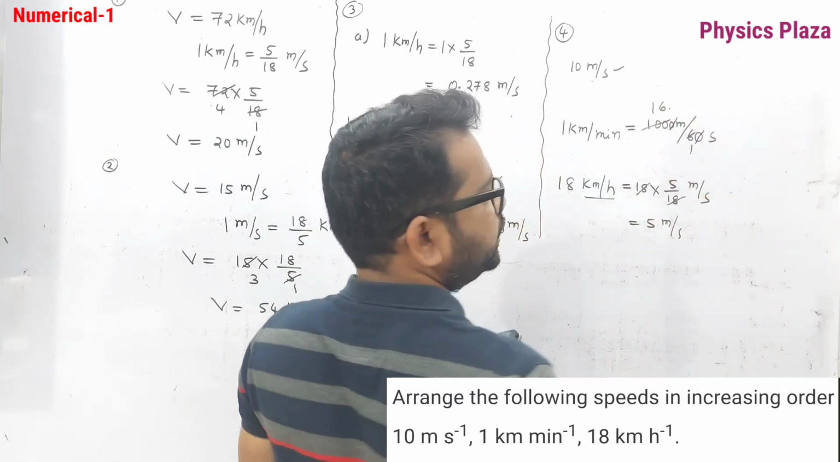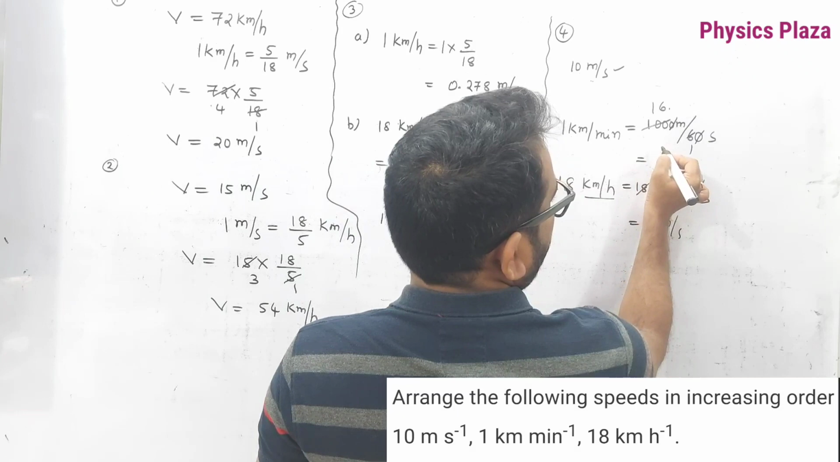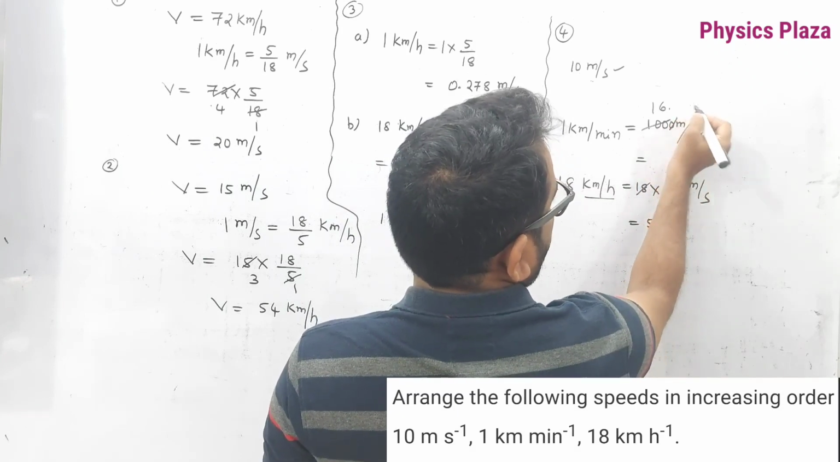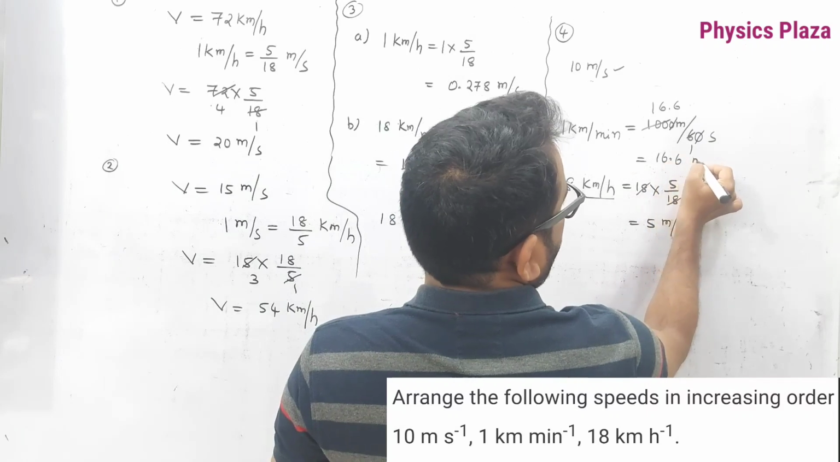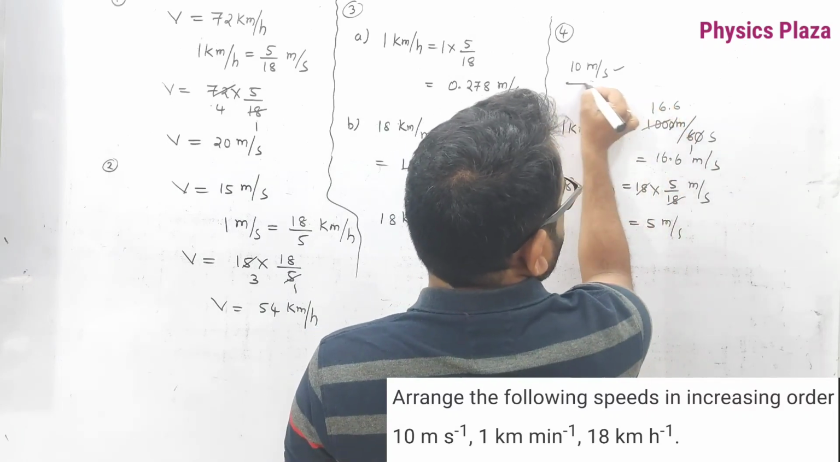16 point something you will get. Again 6, let us say this is 16.6 meter per second. So this value is 10 only.